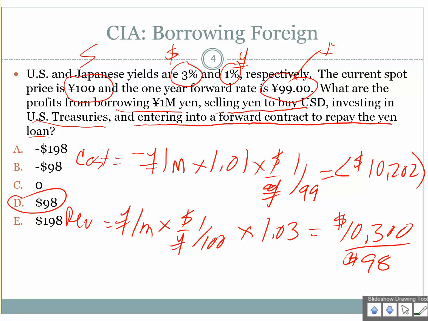So again, let's look at the steps one more time. I'm going to borrow 1 million yen at 1%. And then I have a contract to pay off the loan, in other words, buying 1.01 million yen a year from now at 99. So it's going to cost me $10,202 to borrow 1 million yen. That million yen I'll convert immediately in the spot market to dollars, which will give me $10,000. I'm then going to invest those $10,000 at US Treasury rates, 3%, and get $10,300. So that's covered interest arbitrage.